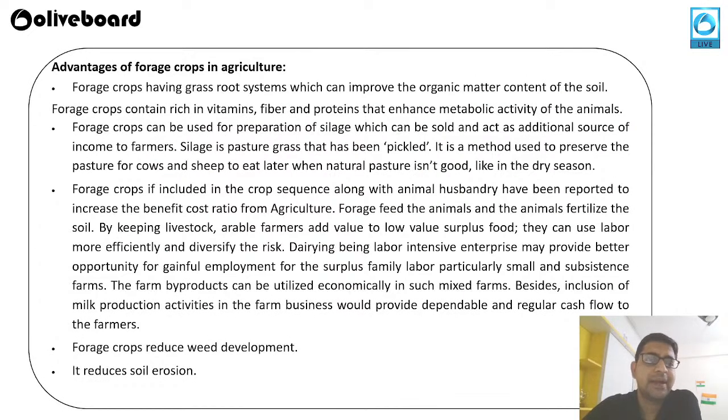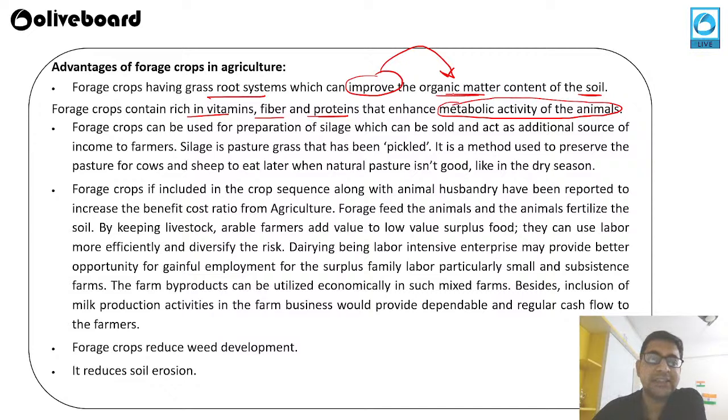Okay, so what is the main advantage of forage crops in agriculture? Forage crops normally have a grassroot system, which can improve the organic matter content in the soil. First of all, they help in improving the organic matter in the soil. Forage crops are rich in vitamins, fibers, and proteins, and they enhance the metabolic activity of the animals.